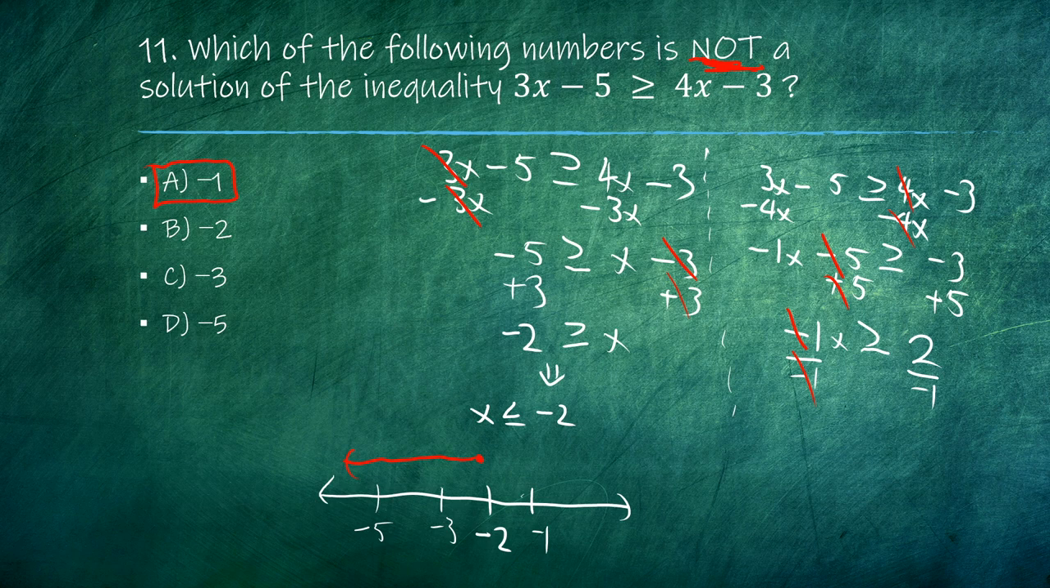Instead of writing x is greater than or equal to negative 2, because remember when we're dividing by a negative number, it flips, we have x now becomes less than or equal to negative 2. So this part here, remember, it flips, which is the same thing as what we solved on here.